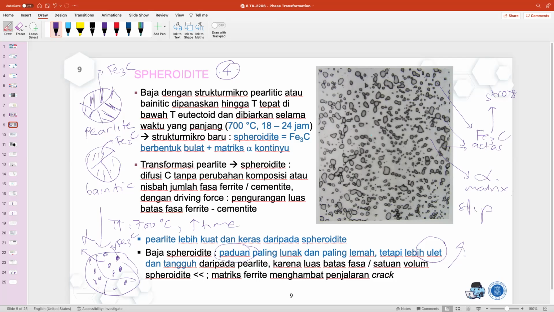So sometimes when we have a bainitic steel and perlite steel, if we want to increase the toughness and the ductility, what we need to do is put it back into a high temperature, but still below the austenitic region, about 700 degrees Celsius, and then wait for quite a long time. So it allows the diffusion of the carbon and the cementite to make a new shape, which is a sphere. Okay, so that is number 4, the spheroidite.